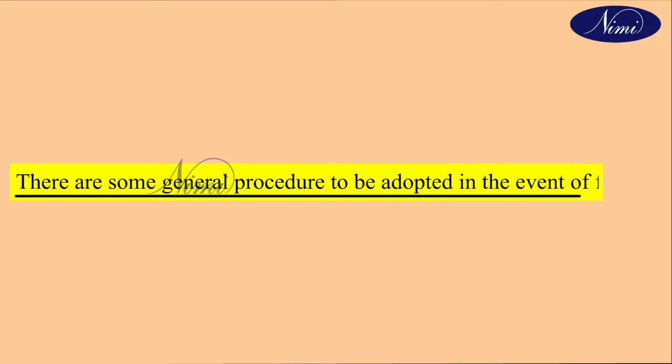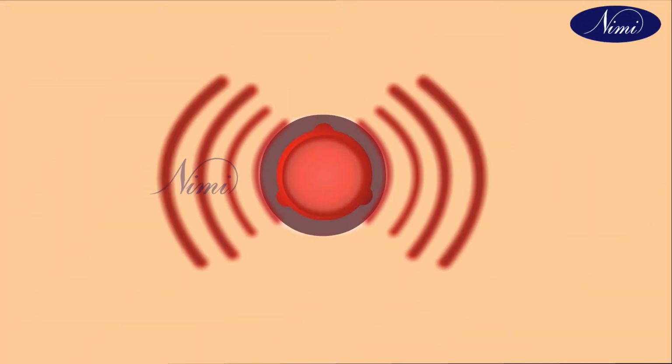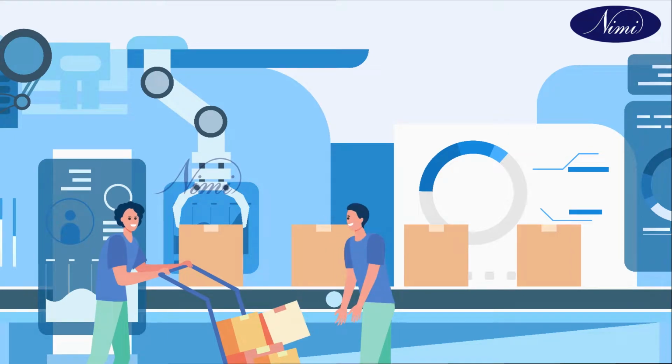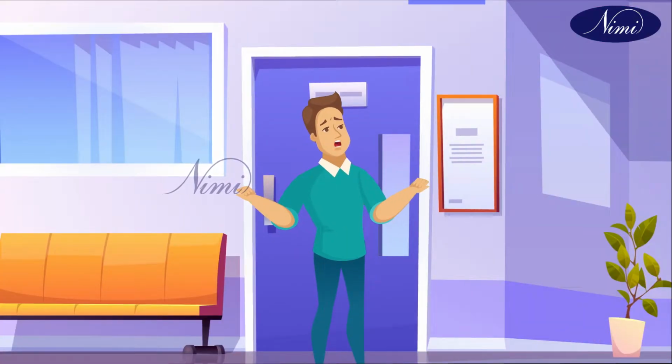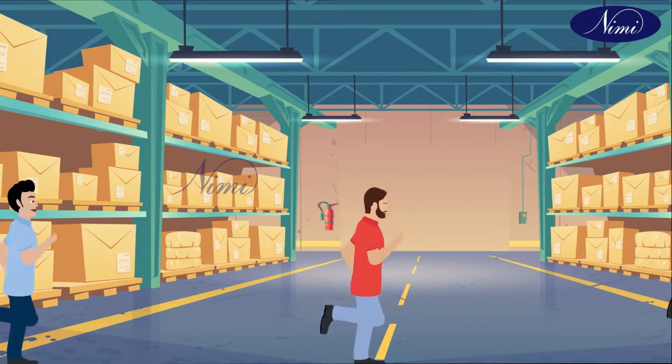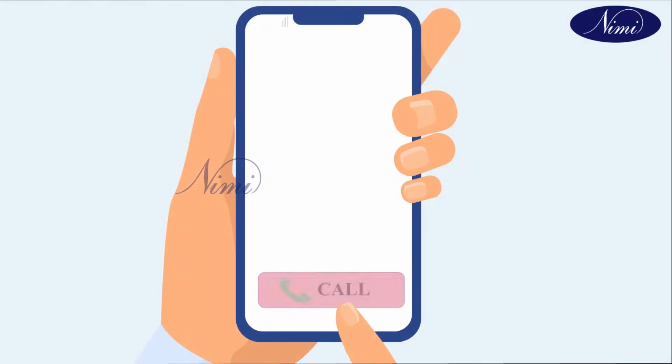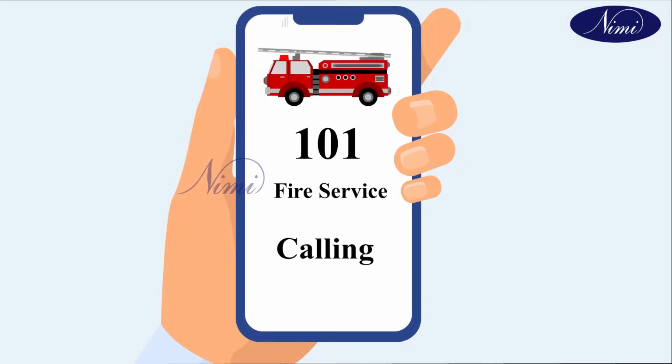It is important to understand the basics of how fire occurs and how fire behaves inside a building. There are some general procedures to be adopted in the event of fire. First, raise an alarm and alert the people around by shouting fire, fire, fire when you observe the fire. We have to alert everyone by raising an alarm signal so that everyone is able to escape from the fire. Next, inform the fire service immediately.